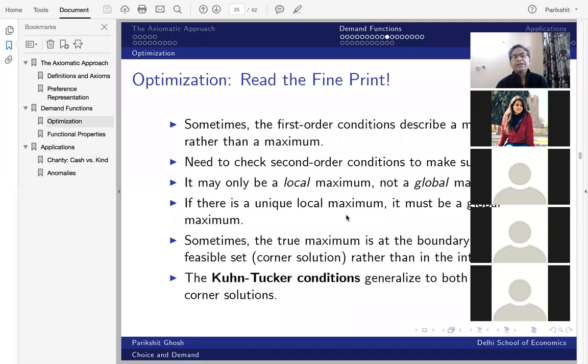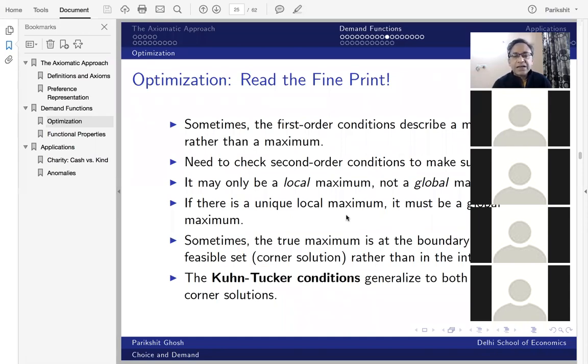Sometimes this condition, MRS equals price ratio, describes a minimum rather than a maximum. As you know, in the simplest kind of optimization problems, unconstrained maximization of a function of a single variable, for example, both minima and maxima are characterized by first derivative equals 0. Yes, both at the peak and the trough of a graph of a function, if you draw the tangent there, the tangent is flat.